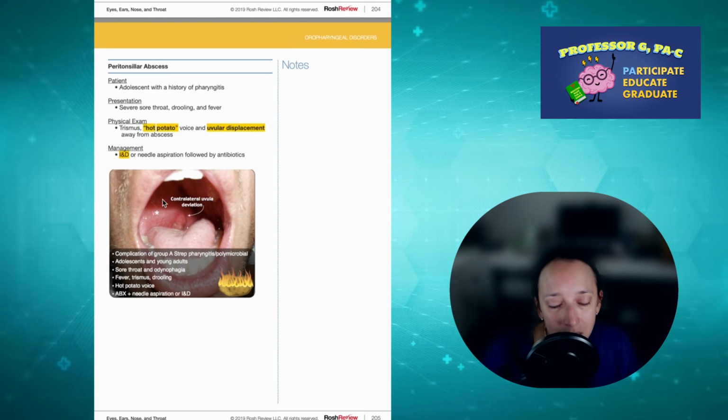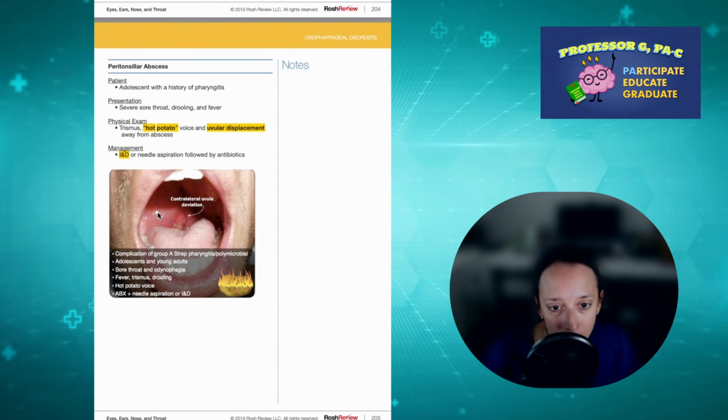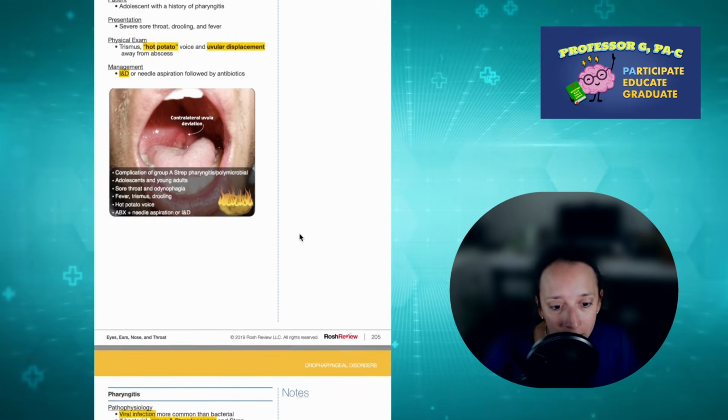Management, we'll get a CT to see how big or how bad the abscess is. And then the management's going to be an incision and drainage or needle aspiration, followed by IV antibiotics.